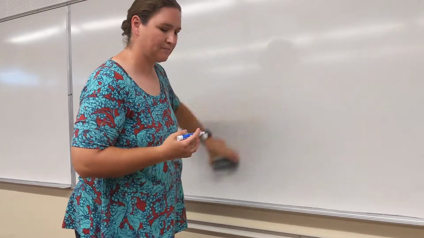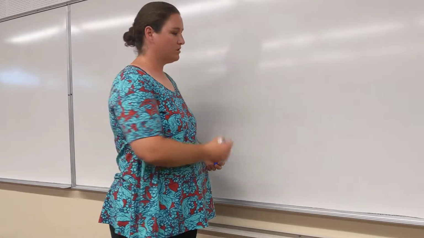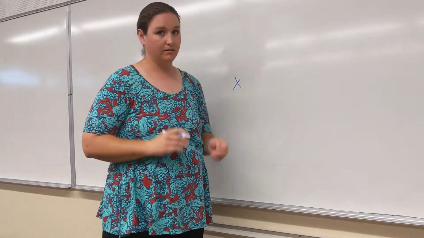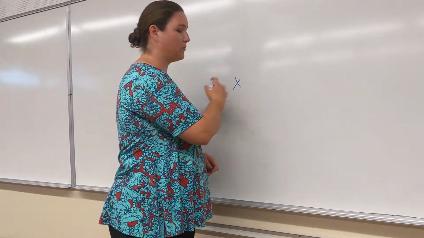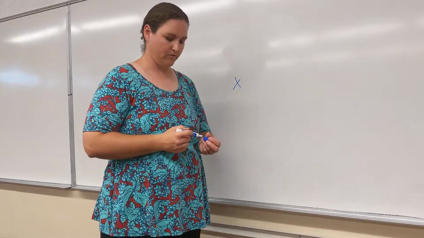Now, let's erase this. So a lot of times when we have an unknown, we'll just put an X there to mark the spot. So we won't know what that is until we solve for it.